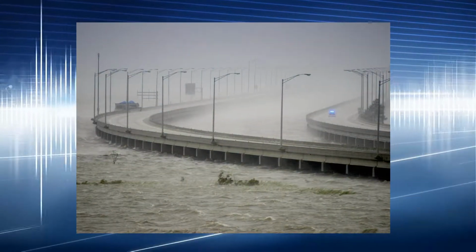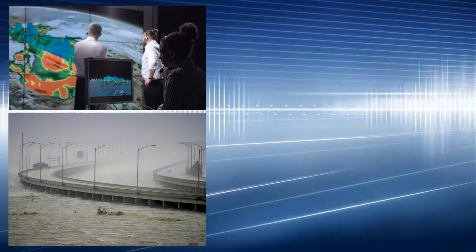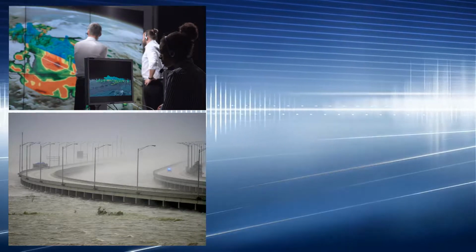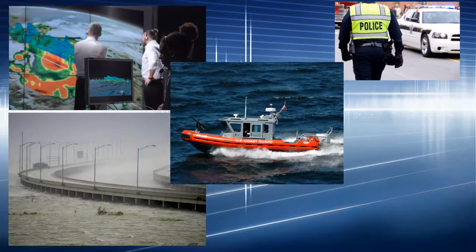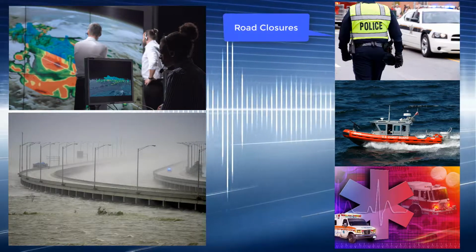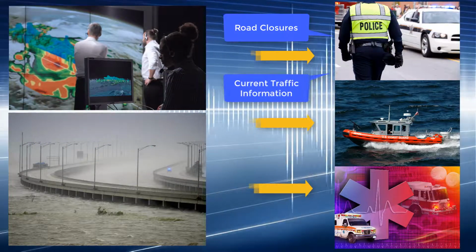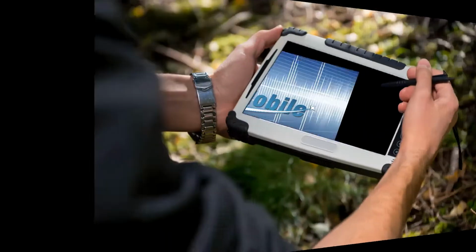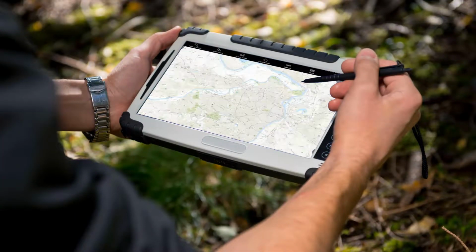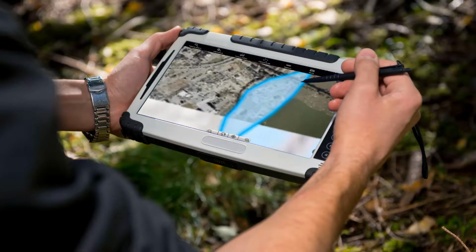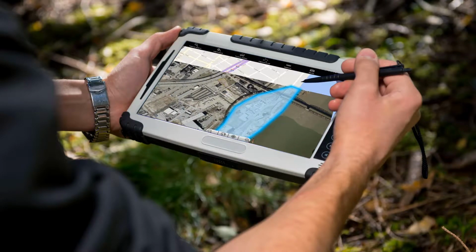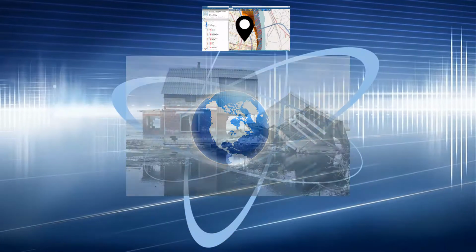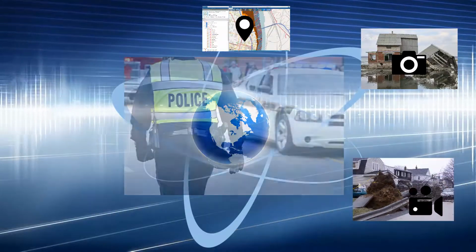As water levels rise, the emergency manager dispatches first responders to affected areas, taking into account road closures, current traffic information, increasing water levels, and reported incidents. Once first responders are dispatched to the affected areas, they will assess the damage and collect data in the form of textual metadata, photos, and video.